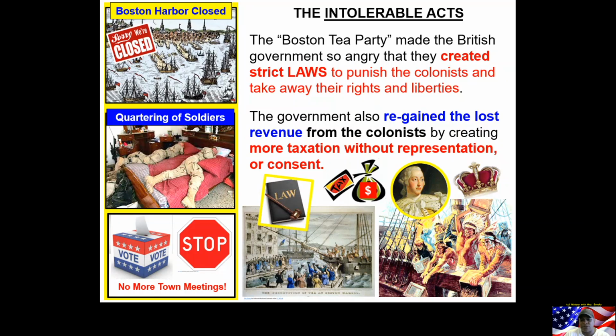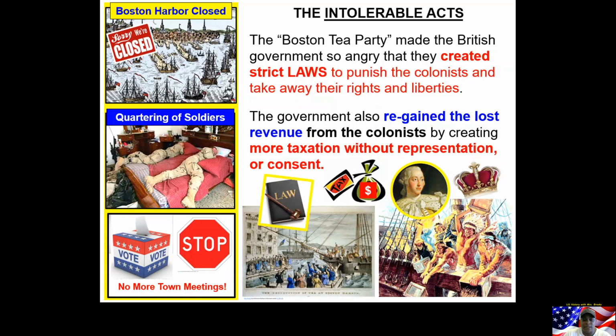I'm going to punish you. I'm going to make your life hard. I'm about to restrict your civil liberties. I'm going to take away some of your rights. You think you had an issue with taxation without representation. He's like, now I'm going to get some more taxation without representation. Because the king is trying to recover his revenue. He's trying to get that money back that he lost.